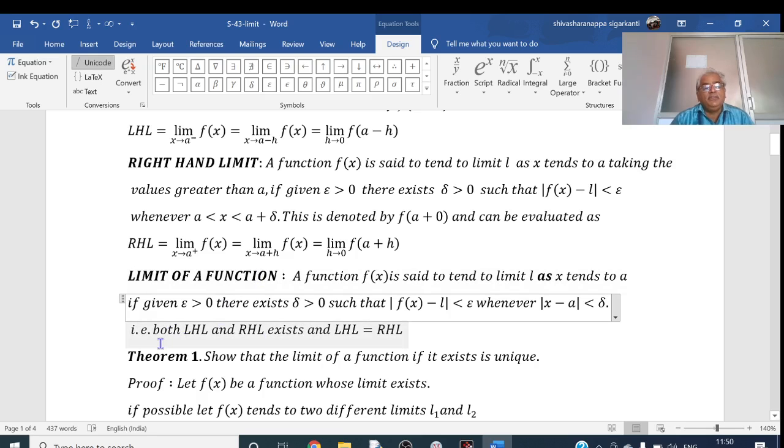So the meaning of this is both left hand limit and right hand limit exist and they must be equal. Left hand limit equal to right hand limit. Then we say that limit of the function exists.